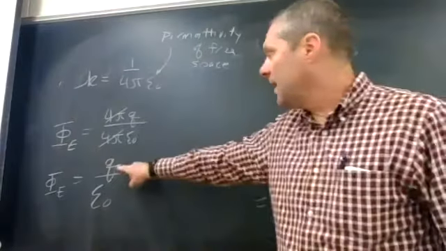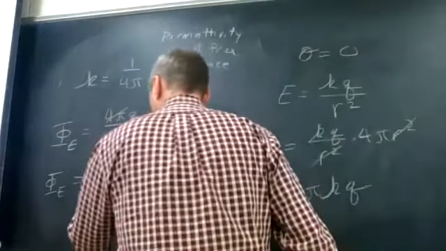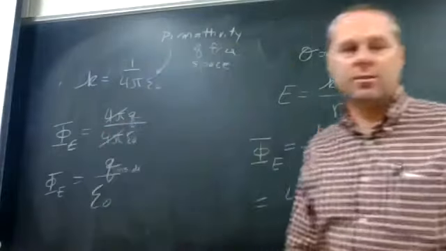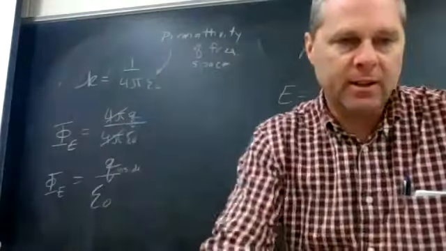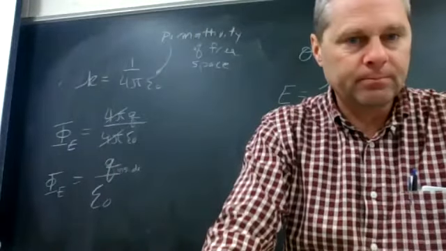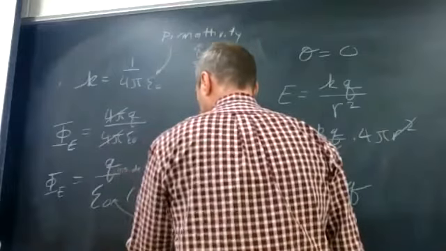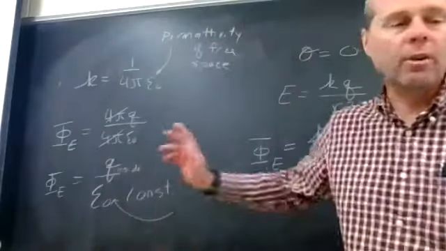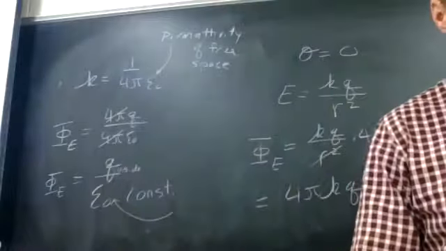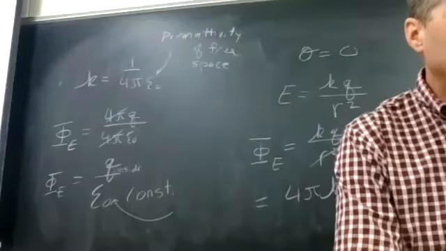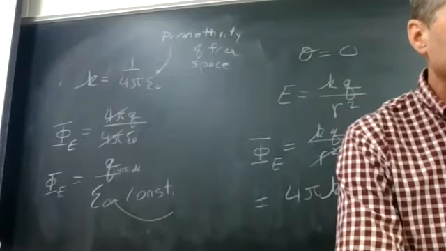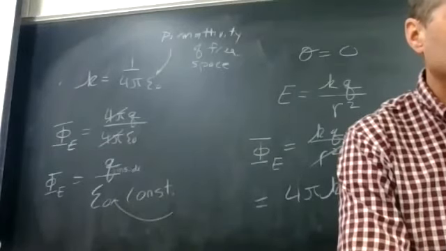All it depends upon is the charge inside that surface. We don't care about the area. And epsilon naught, that's a constant. Epsilon naught is the permittivity of free space. All it depends upon is the charge inside, so long as it is enclosed by a closed surface.